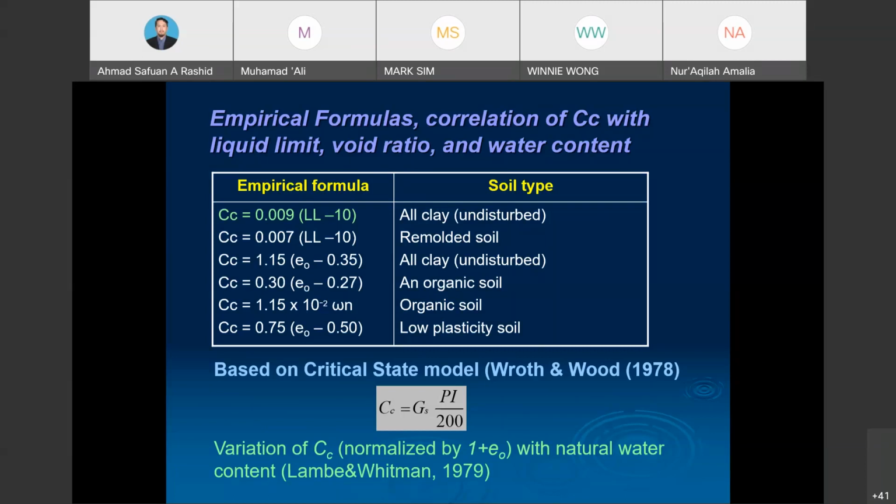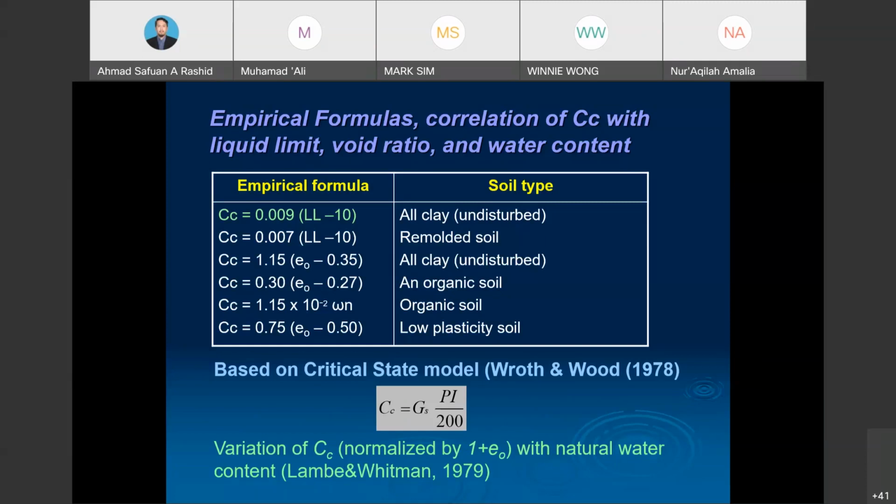Then we have another approach by using the e naught. The CC value using e naught could be determined for all clay or organic soil. Then we may use the organic content value to determine the CC value. And the last one is for low plasticity soil by using the void ratio value. But for me, it is better for us to carry out the odometer test rather than rely 100% on this empirical formula.